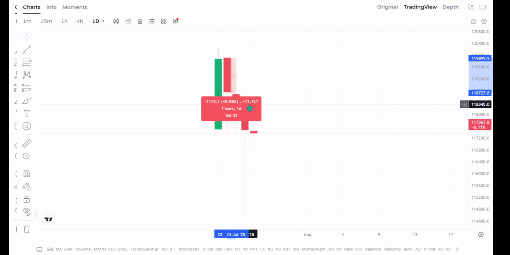And 11,721 USD1 was the loss in this one candlestick. And in this 1 day, 32 Bitcoin has been traded.